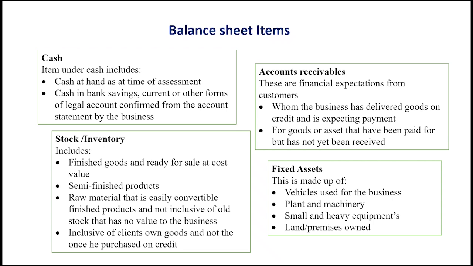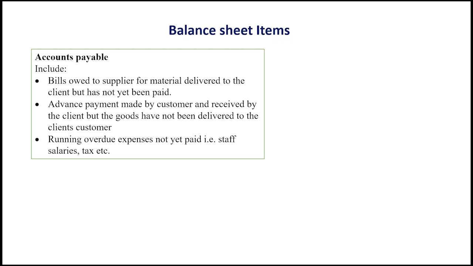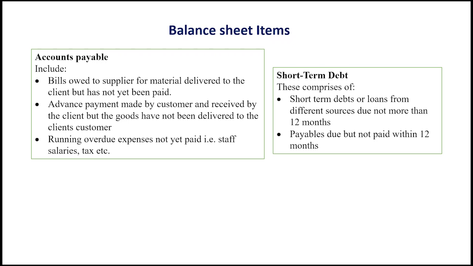Fixed assets are made up of vehicles used for the business, plant and machinery, small and heavy equipment, land/premises owned. Accounts payable include bills owed to suppliers for material delivered to the client but not yet paid, advance payment made by customers and received by the client but the goods have not been delivered to the client's customer, running overdue expenses not yet paid, i.e. staff salaries, tax etc.